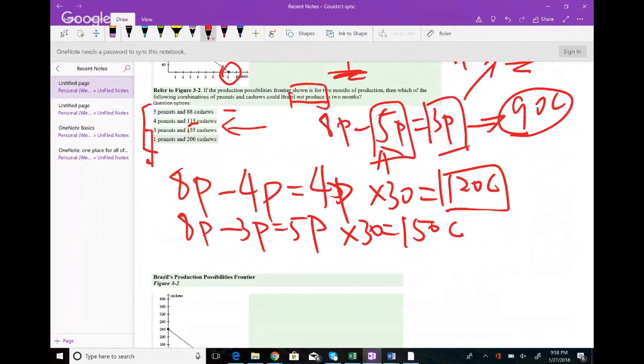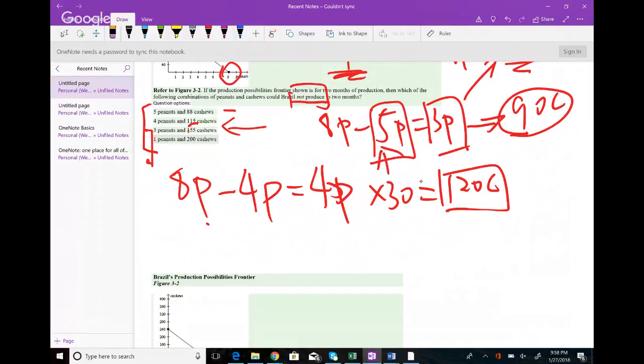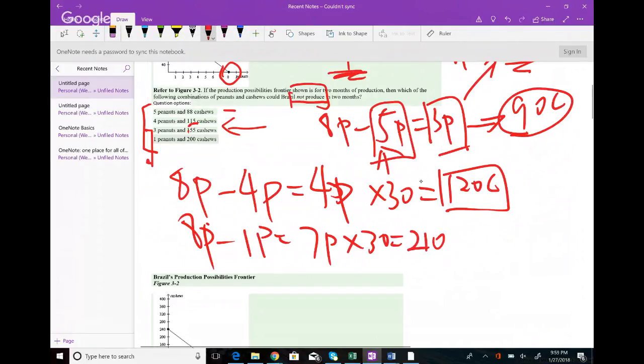And then for the last one, if you want to look at how that works, let me erase this, a little more room. So for the last one, if we produce only 1 peanut, how many cashew can we produce? So we do 8 minus 1, that gives you 7 peanuts. Every one is 30 cashews, so we can do 210 cashew. This is only asking for 200. So that's possible. Okay, so the only right answer is going to be C over here.